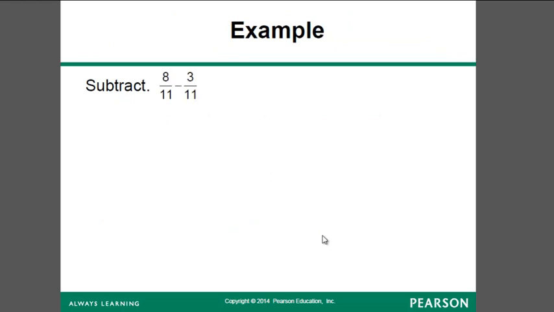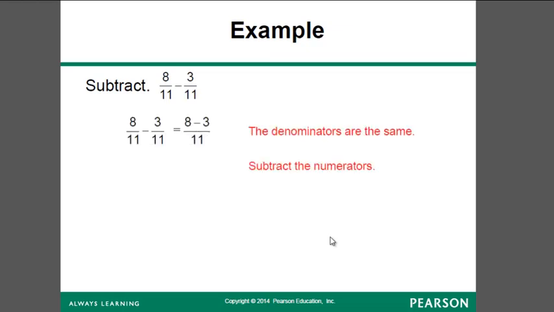So we start out with 8/11 minus 3/11. The denominators are the same, so I'm going to take 8 minus 3, which is 5, and notice my denominator stayed the same throughout the entire process.